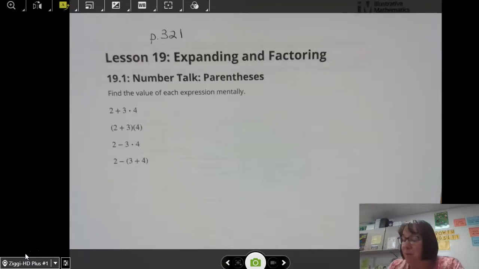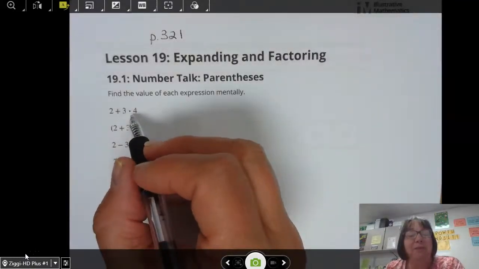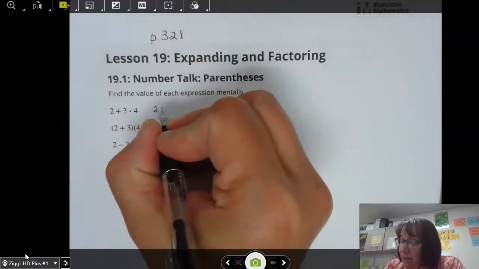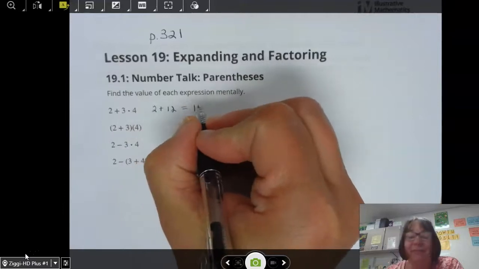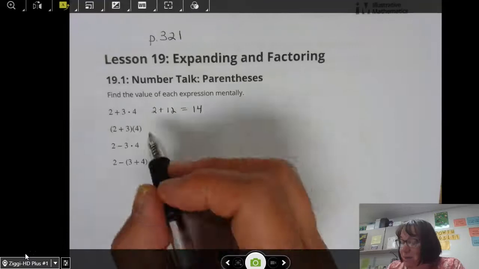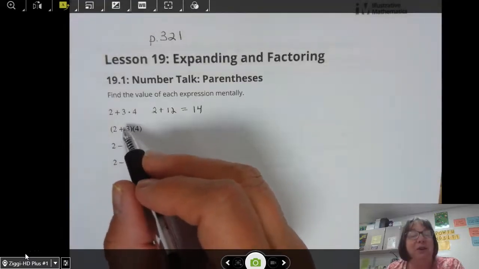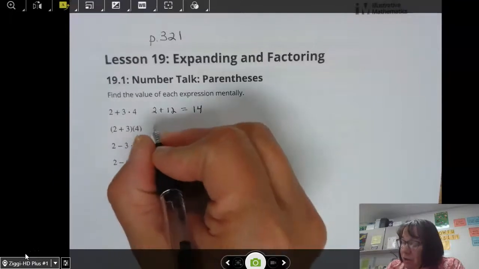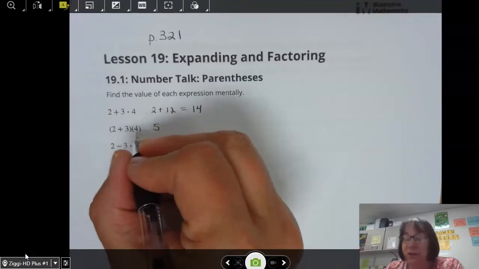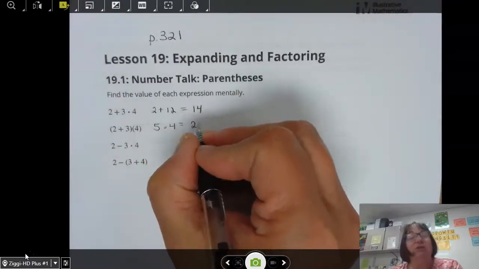So on number 1, hopefully you remembered that by order of operations we need to multiply before we add. So this would be 2 plus 12 or 14. And on the second expression, the parentheses tell us that we need to do an operation inside of parentheses first. So we would have 3 plus 2 or 5 times. When two parentheses are next to each other, that means times. So 5 times 4, which is 20.